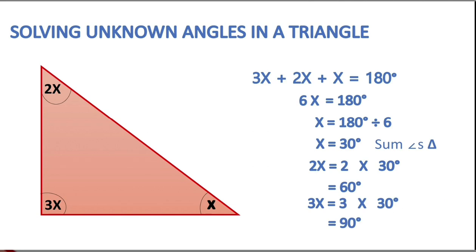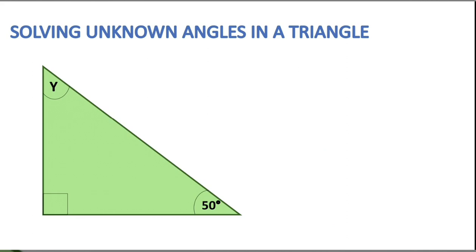If we look at the next example, I have angle y, an angle of 50 degrees, and a square at the bottom. The square at the bottom indicates that it is a right angle. The value of a right angle is 90 degrees. So, I need to solve for angle y. Using the rule, the sum of angles in a triangle is equal to 180 degrees, I can state y is equal to 180 minus 50 minus 90, which is equal to 40 degrees. My reason would be sum of angles in a triangle.